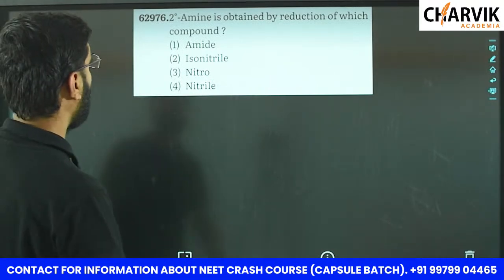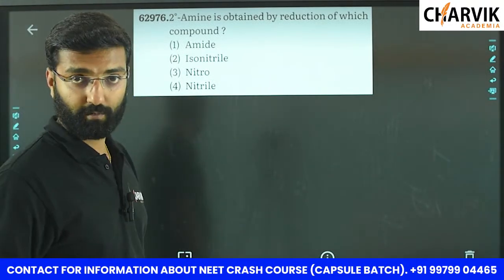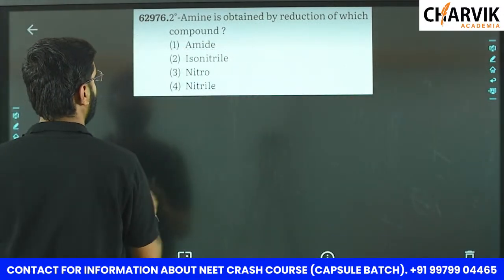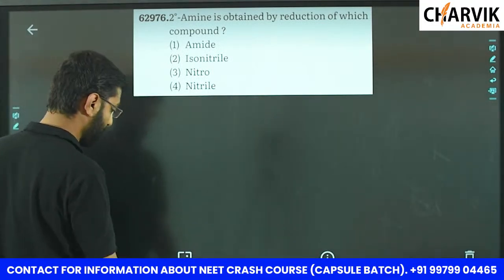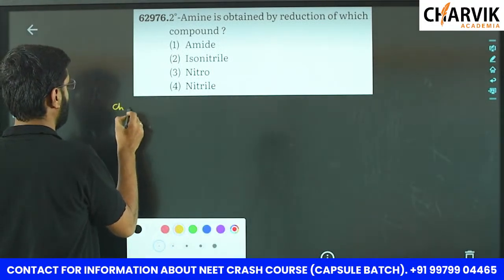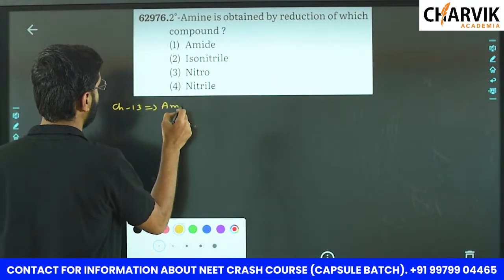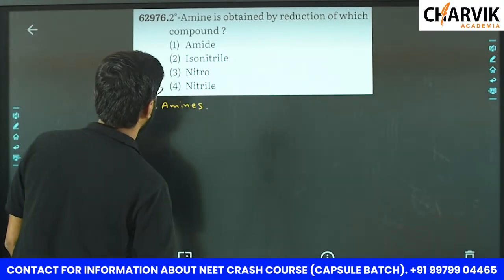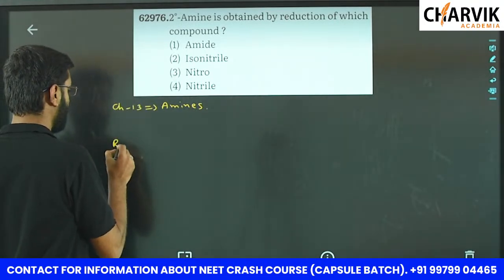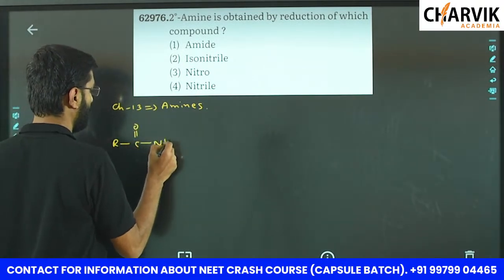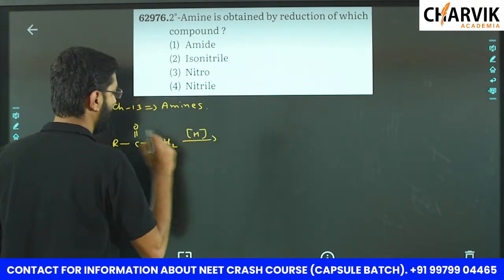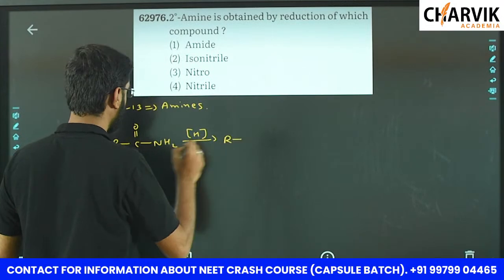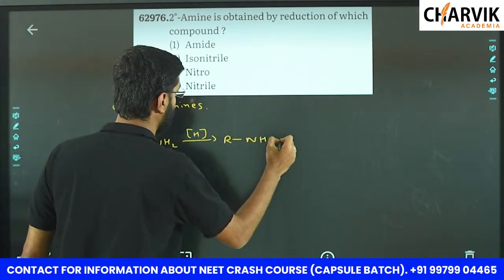Secondary amine is obtained by reduction of which compound? Question from chapter number 13, Amines. Okay, your first compound is amide, R C double bond O NH2. By reduction of amide, you will get RNH2, that is, a primary amine.